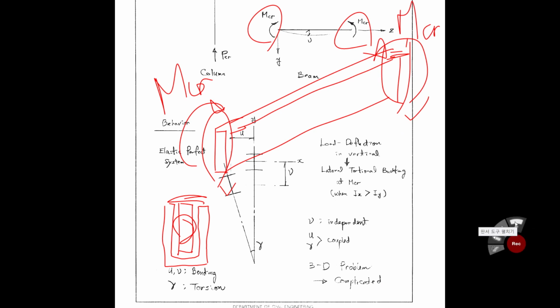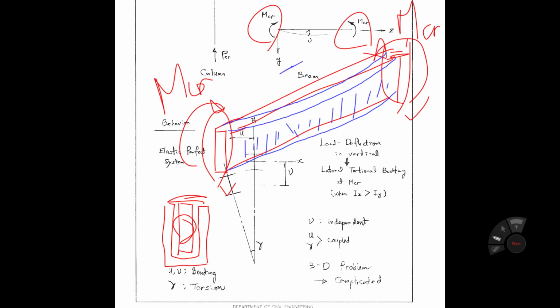I'd like to show the buckled shape in blue. It buckles like that. Can you imagine the shape? If you look at this section A, then we can draw like this. You see this drawing? So I have to remember this figure. It buckles like that. Then we have some lateral displacement and some rotational angle. So in the case of a beam, the buckling involves lateral displacement and also a torsional angle. So we call it lateral torsional buckling.